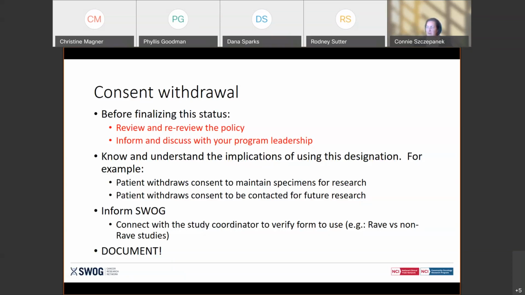verify what form to use when you're talking about this with SWOG headquarters. RAVE might need something turned on electronically in the patient file, versus a non-RAVE study might be a paper, old-fashioned paper-like case report form that's located on the workbench. But whatever you do, talk this over with your leadership. You, the coordinator, should not independently, in my opinion, make this decision and withdraw a patient fully without going into the deep weeds with your leadership. Next slide, please.